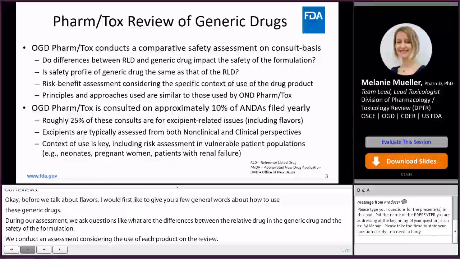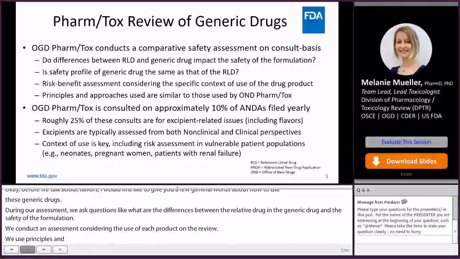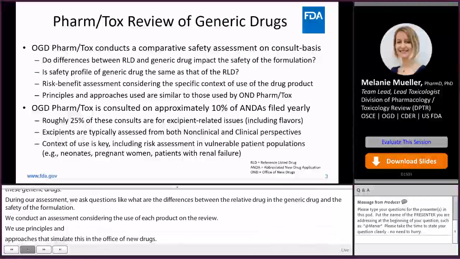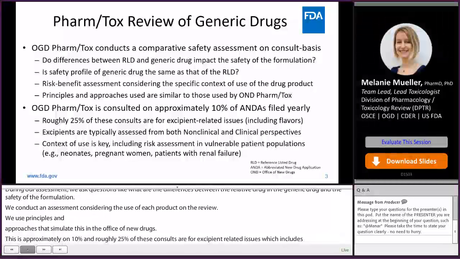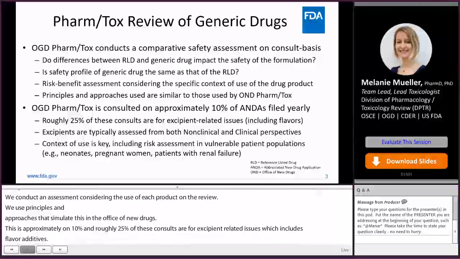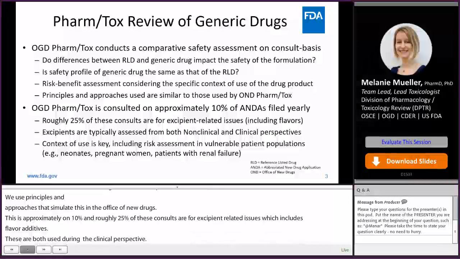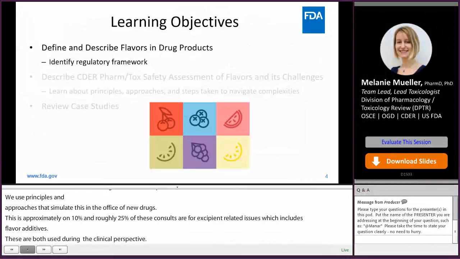OGD PharmTox is consulted yearly on approximately 10% of the ANDAs, and roughly 25% of these consults are for excipient-related issues, which include flavor additives. Because generics often lack extensive safety data, the excipients are typically assessed from both non-clinical and clinical perspectives. And during our assessment, the context of use is key, and our assessment includes a risk assessment in vulnerable patient populations, such as neonates, pregnant women, and patients with renal failure. And with that, we're ready to dive into the details of the safety review of flavor additives.